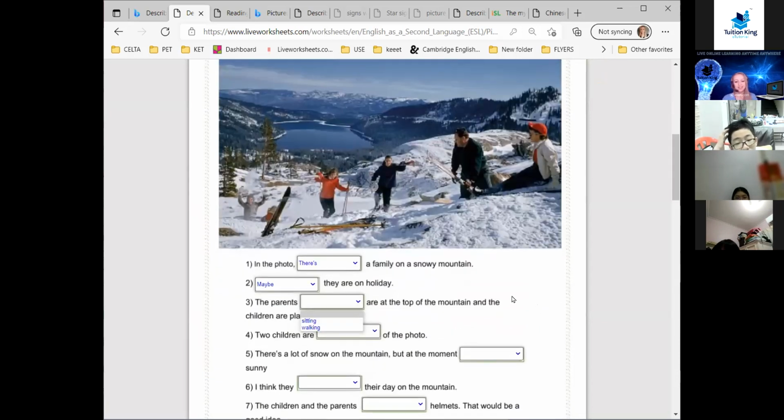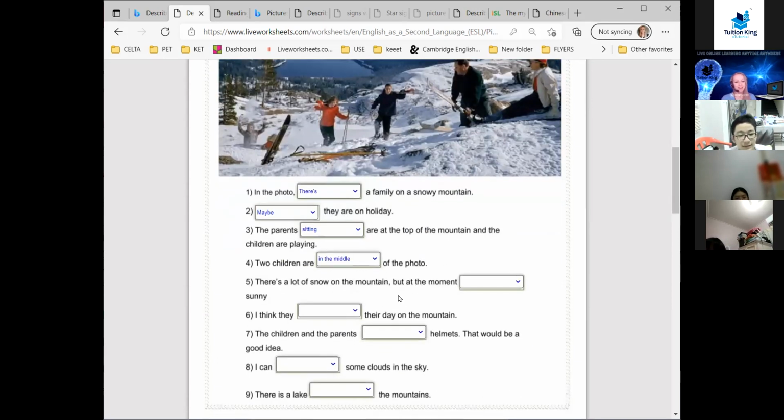Bernice, number 3. The parents are sitting at the top of the mountain and the children are playing. The children are playing. Do we agree it's sitting? Yes. Okay, cool. Thank you. Kethu, number 4, please. Two children are in the middle of the photo. All right, cool. Do we agree it's in the middle of the photo? Yes, I agree. Cool. Awesome.